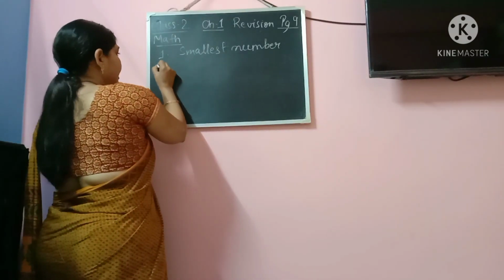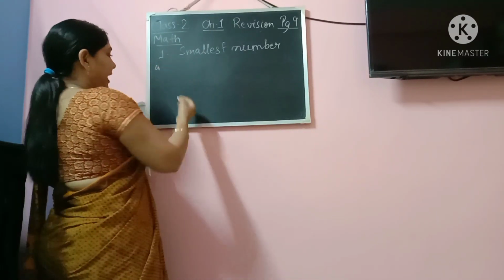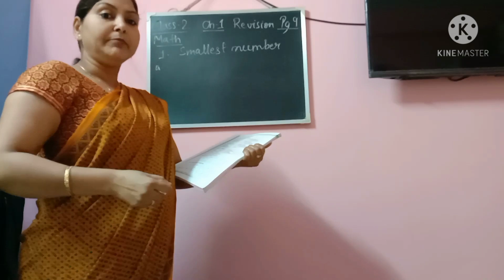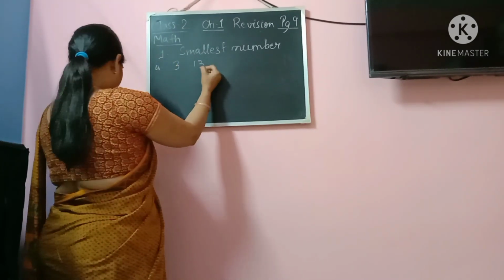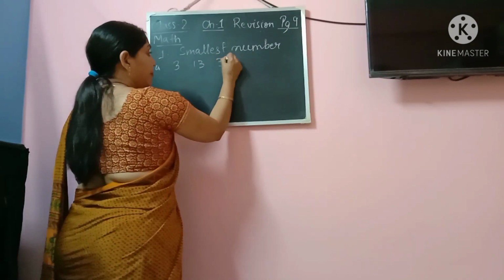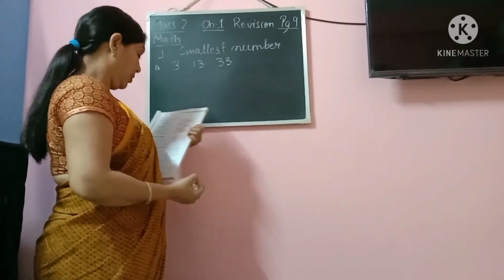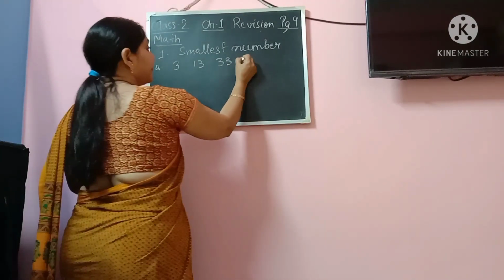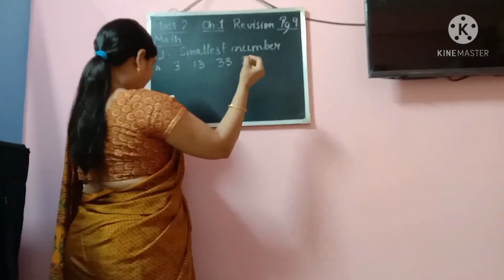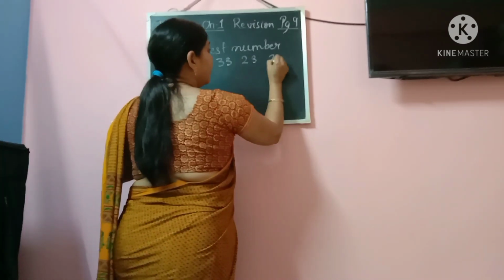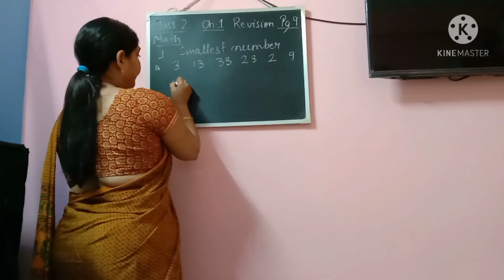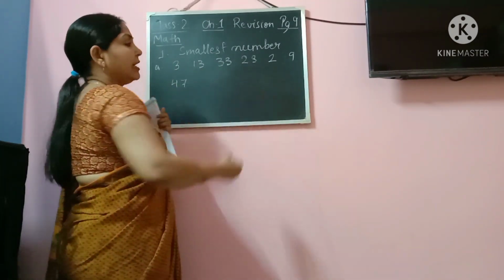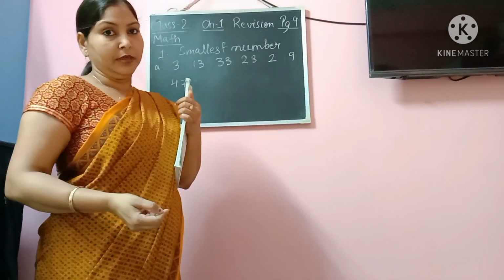Now the question is, first I am writing here A. The set of numbers are 3, 13, 33. You can also look at your book. 23, 2, 9 and 47. Now out of all these numbers you have to find the smallest number.